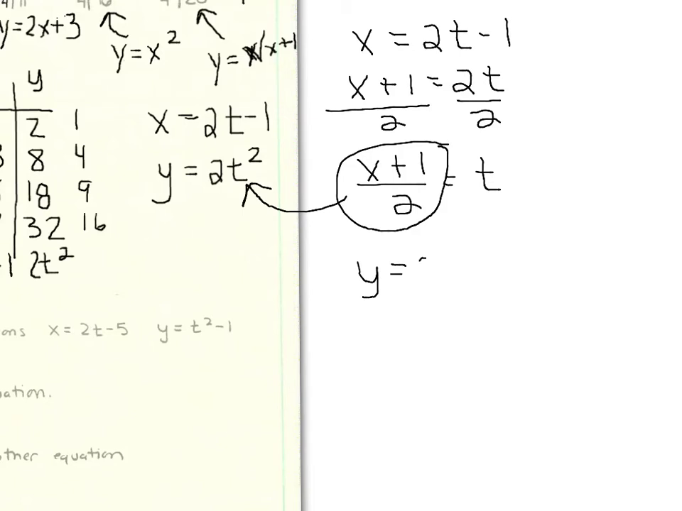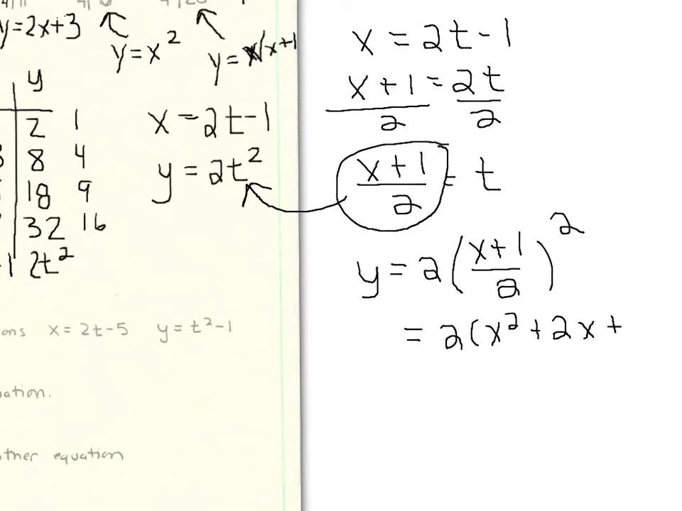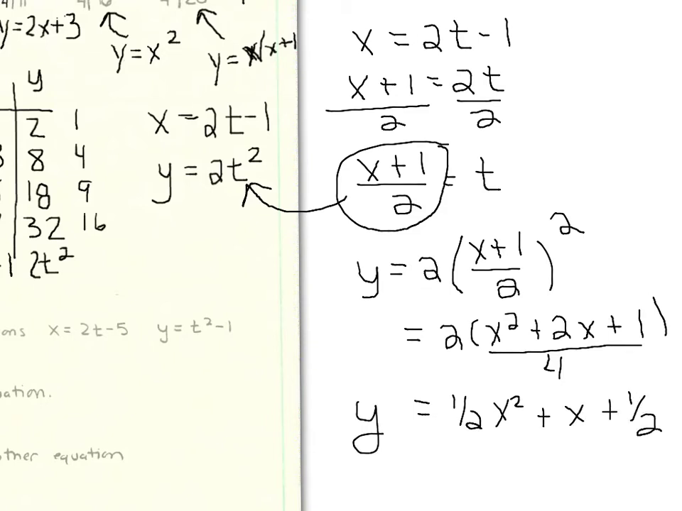So y is equal to 2 times ((x plus 1) over 2) squared. So y is equal to 2 times (x squared plus 2x plus 1) over 4. And so it's a half x squared plus x plus a half. That would have been a really tough relationship to come up with on your own, but it's a pretty easy relationship to come up with parametrically.